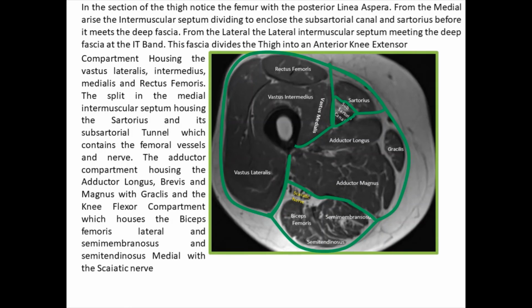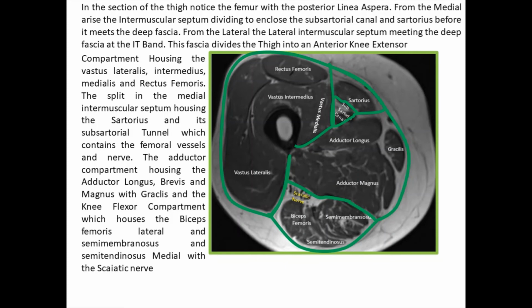In the section of the thigh, notice the femur with the posterior linea aspera. From the medial lip arises the intermuscular septum, which is dividing to enclose the subsartorial canal and then the sartorius before it meets the deep fascia. So the split in the medial intermuscular septum encloses the subsartorial canal and the sartorius. From the lateral side, you see the lateral intermuscular septum which meets the deep fascia, and at the junction they form what is called the iliotibial band, which is attached to the tensor fascia lata.